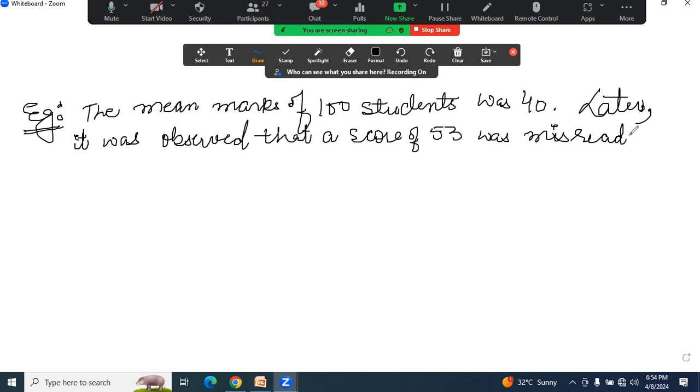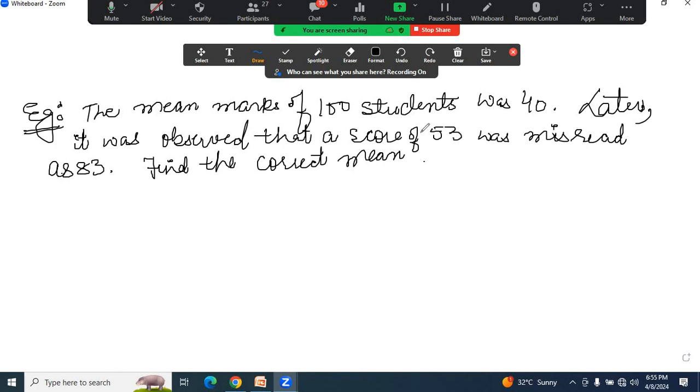Now generally you have all done school level papers, so you all know that whenever we give a maths paper or any paper which requires numbers, sometimes it's misreading, we copy wrong. It generally happens. Calculation also happens, but copied wrong also generally happens. So score of 53 was misread as 83. Now you need to correct the mean. How? Find the correct mean. Any idea from your side?